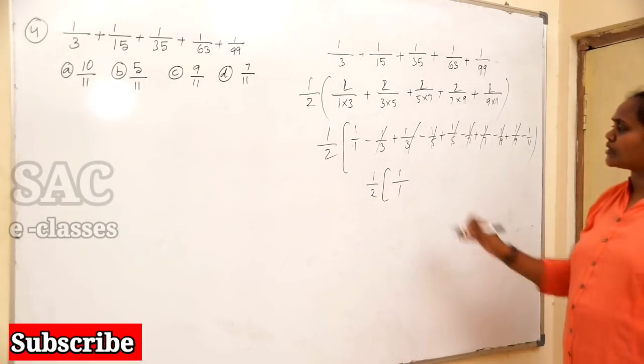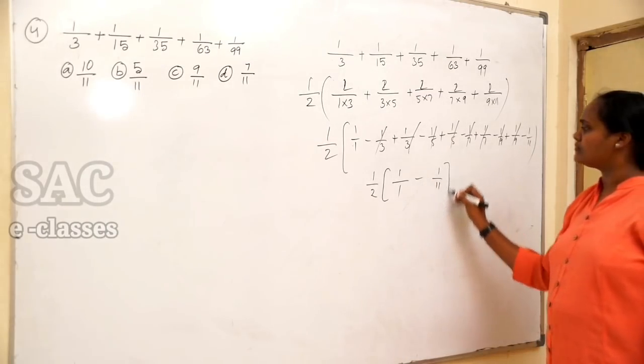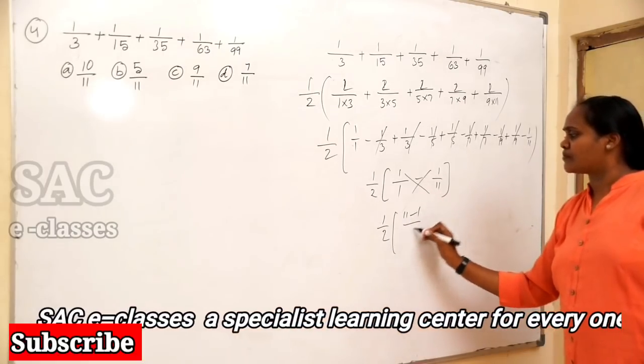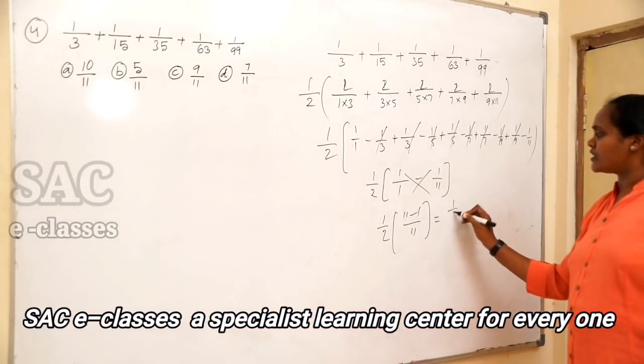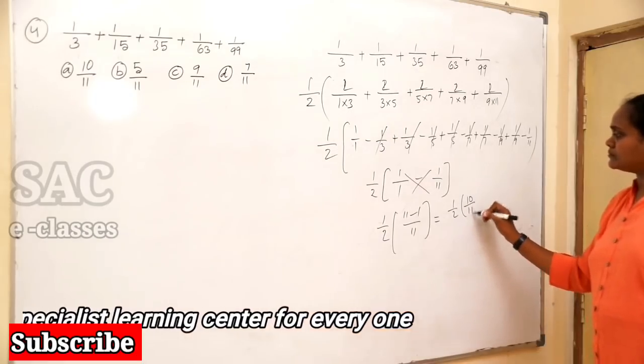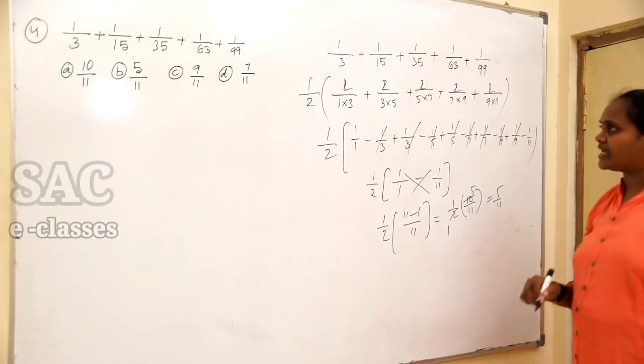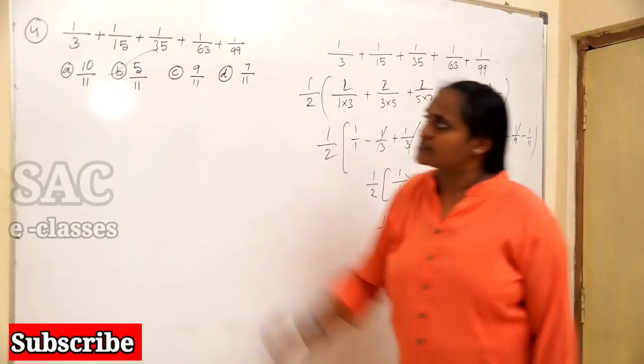1/2 into (1/1 minus 1/11). 1/2 into simplify: 11 minus 1 by 11. So it's 1/2 into 10/11. 1 times 5. So the answer is 5/11. In that way we can fix it.